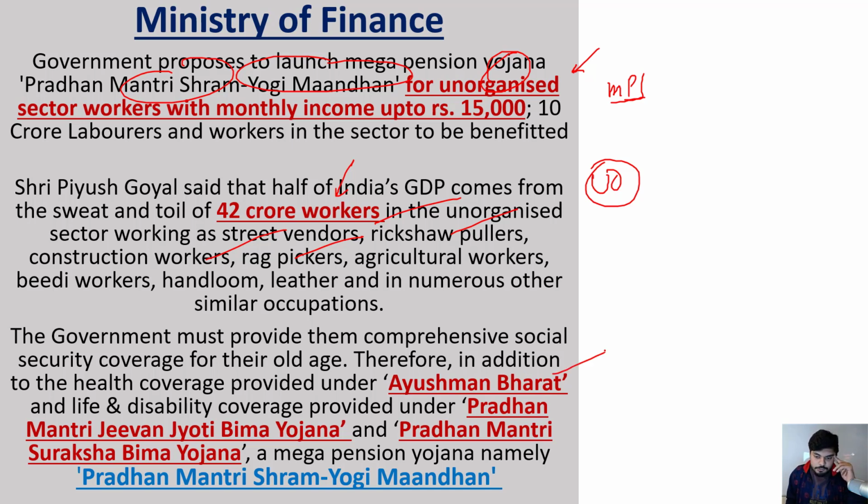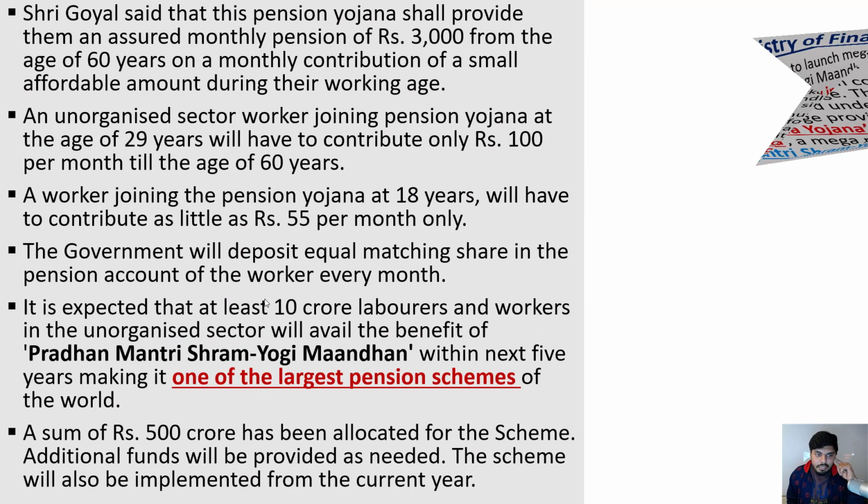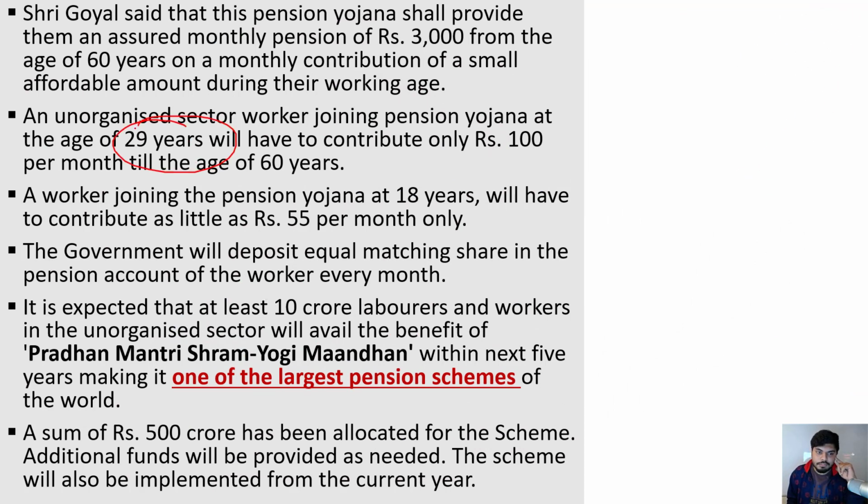Already some schemes like Ayushman Bharat for health, Pradhan Mantri Jeevan Jyoti Bima Yojana and Pradhan Mantri Suraksha Bima Yojana are there. They were previously announced, and now this is going to be the mega pension Yojana, Pradhan Mantri Shram Yogi Mandhan. You see the data here. If a person of 29 years starts, and contributes 100 rupees per month only, the same amount would be given by the government. So after 60 years, he would be getting 3,000 rupees pension. And if the person starts at 18 years, then he only has to give 55 rupees per month, and the same amount would be given by the government, and he would be getting 3,000 rupees per month. So that's an important scheme.